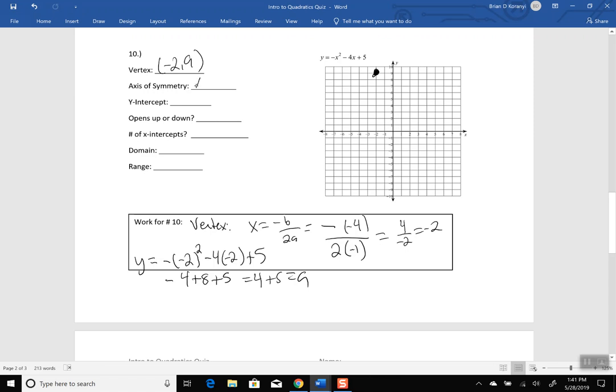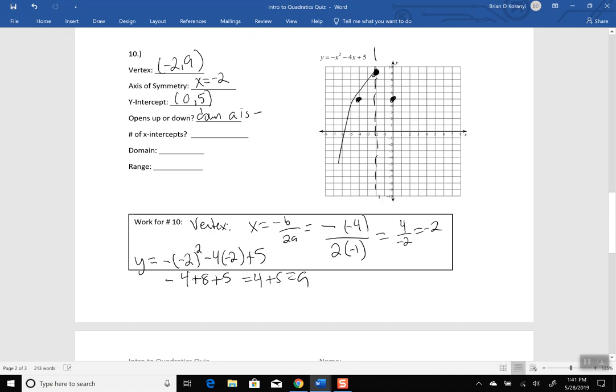Axis of symmetry is negative 2. X equals negative 2. It's the line that goes through there. The y-intercept is your c value, so 0, comma 5. Because that's 2 spaces away, there's going to be a point 2 spaces away over there. It's going to open down because my a is negative.